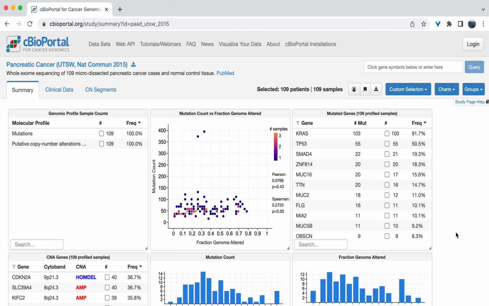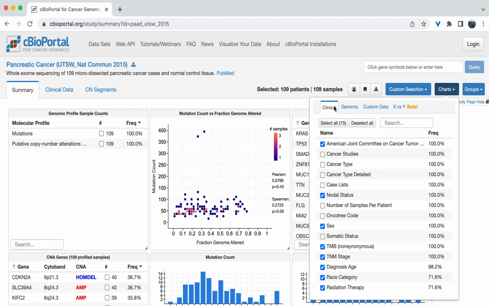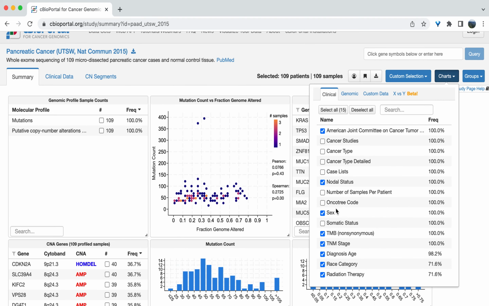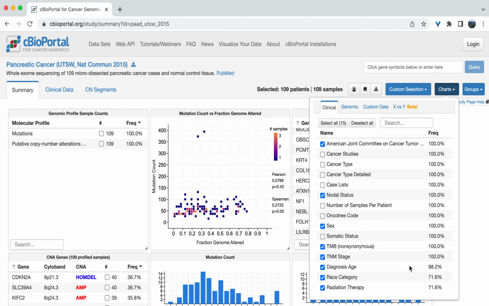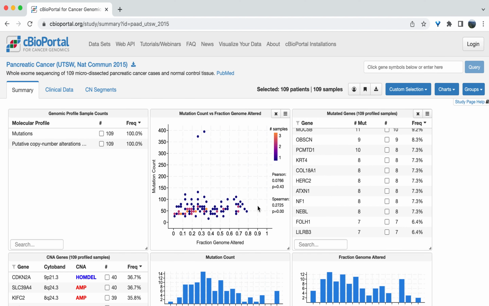You can confirm that a given piece of data is displayed by clicking on the Charts menu in the top right corner of the page and looking under Clinical Data. As you see, this study includes data for sex, race, and age of diagnosis. Looking more closely at an individual demographic, you can gather more details.